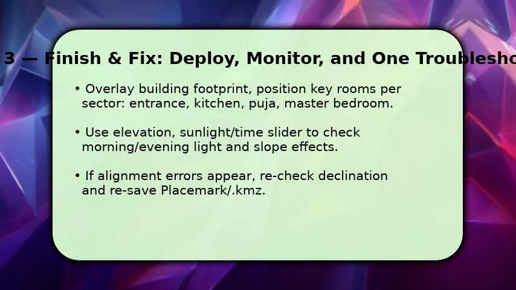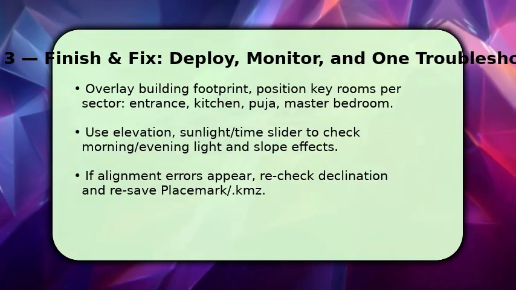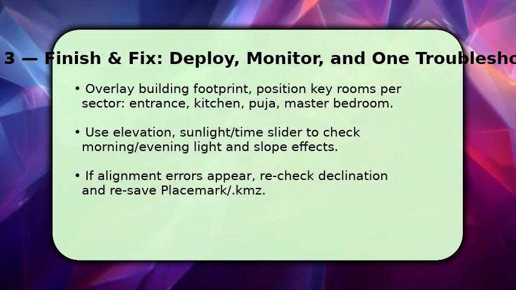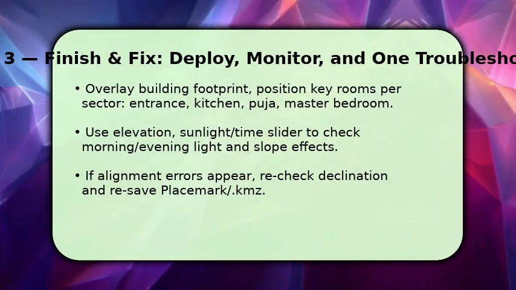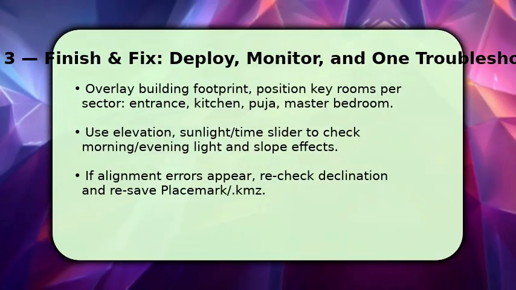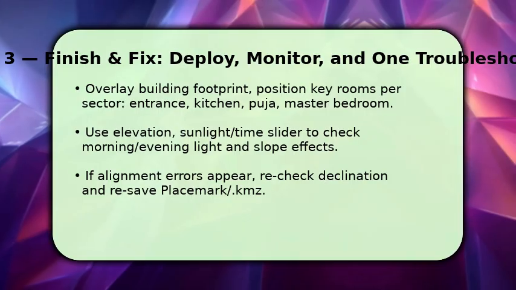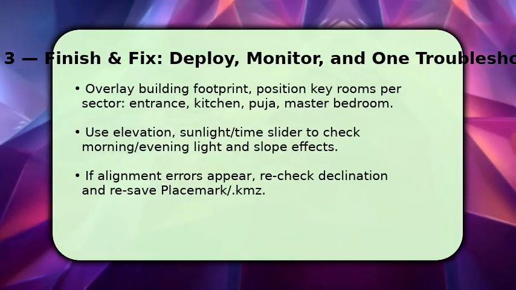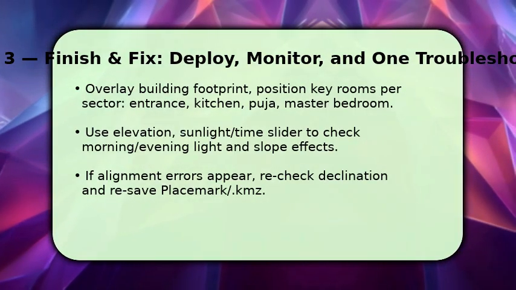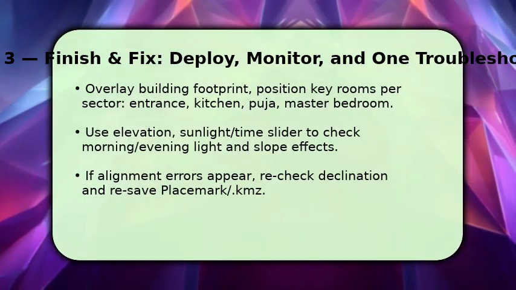This visual check explains why certain rooms work better in specific sectors. Light, wind, and slope create measurable effects. If something seems off, reopen your saved KMZ and verify the north alignment and declination. Resave after correction. This single fix resolves most mapping discrepancies.